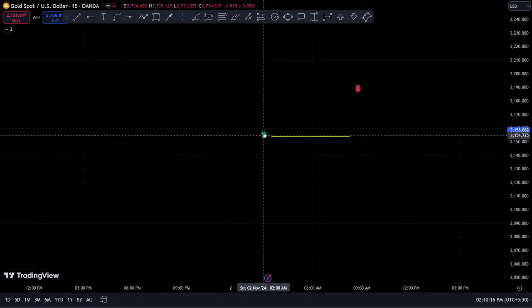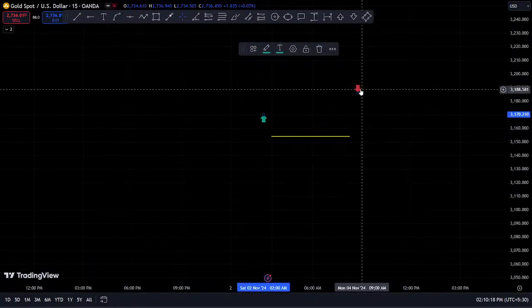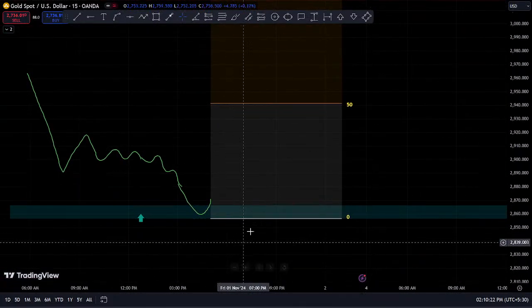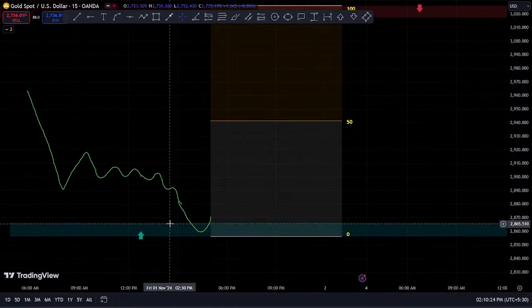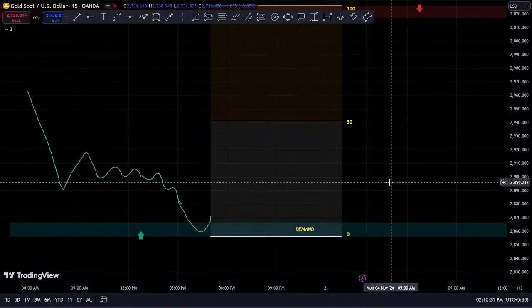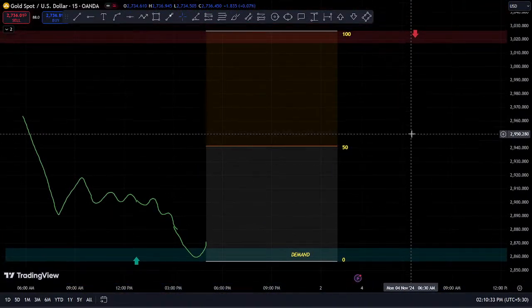There are more buyers and fewer sellers. Why? Because the price is trading at a particular demand zone. Let's name this. So now the price is in a demand zone. What is a demand or support zone, or whatever you may call it?